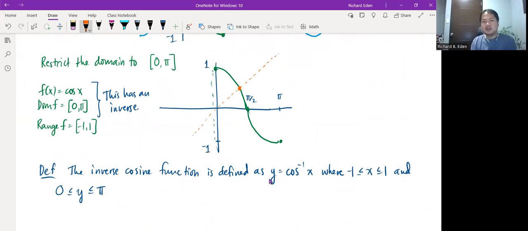What I do is, I look at the range of the original, -1 to 1. That will be the domain of the inverse. Wait, what is pi over 2? Pi over 2 is around 3.14 divided by 2, so 1.57.